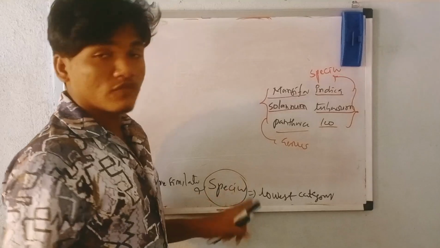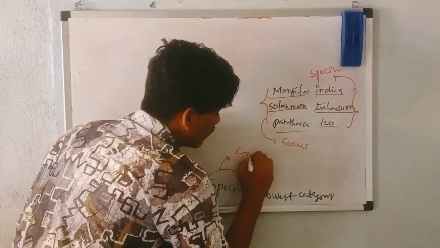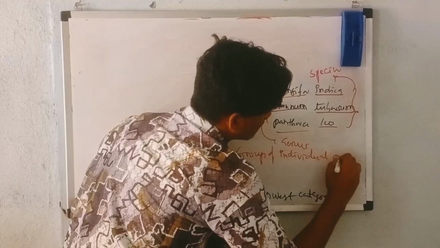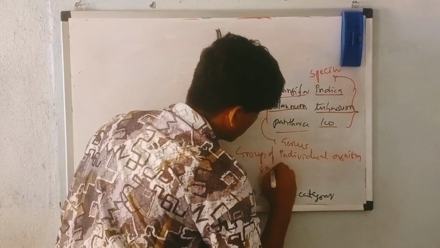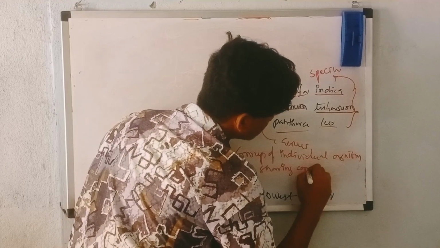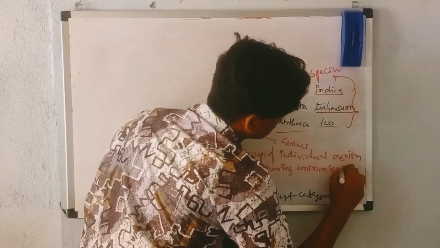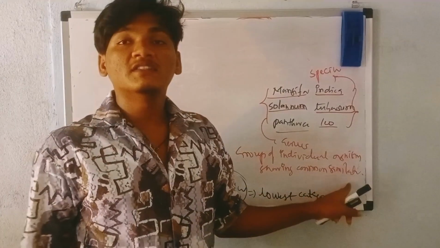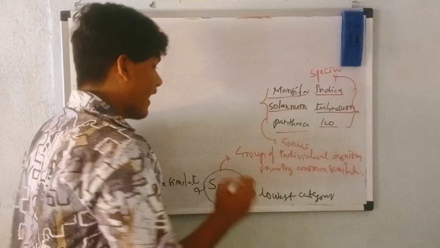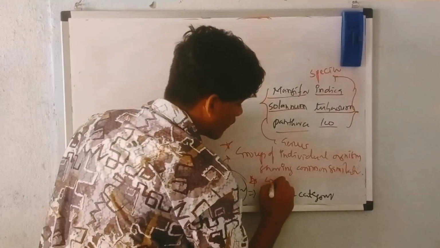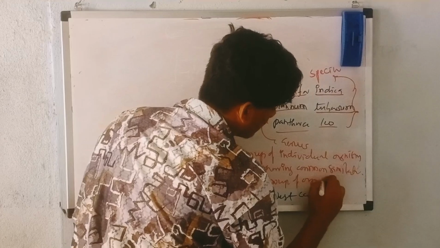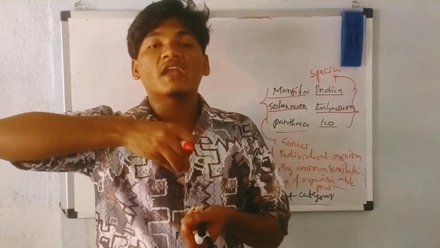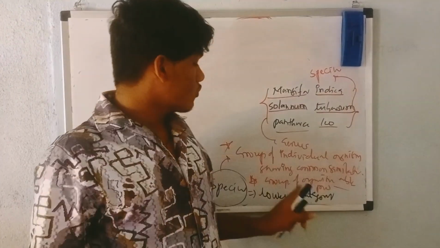The definition of species: species is a group of individual organisms sharing common similarities. Another definition: a group of organisms able to produce fertile offspring is also called a species.